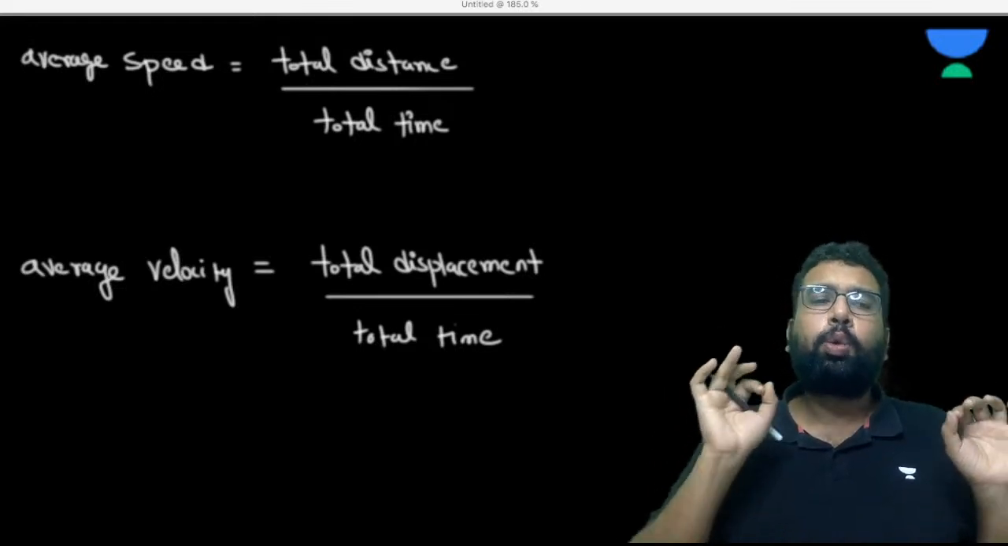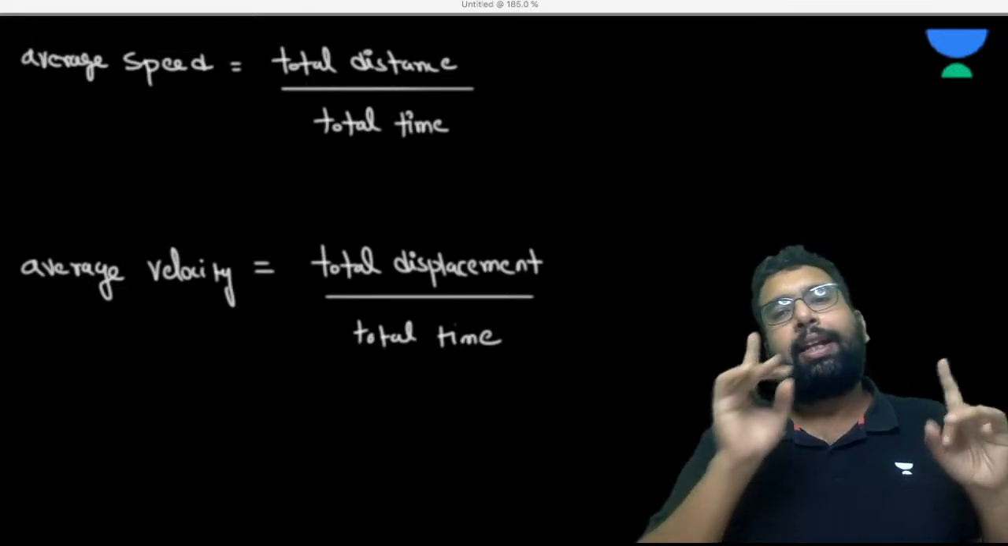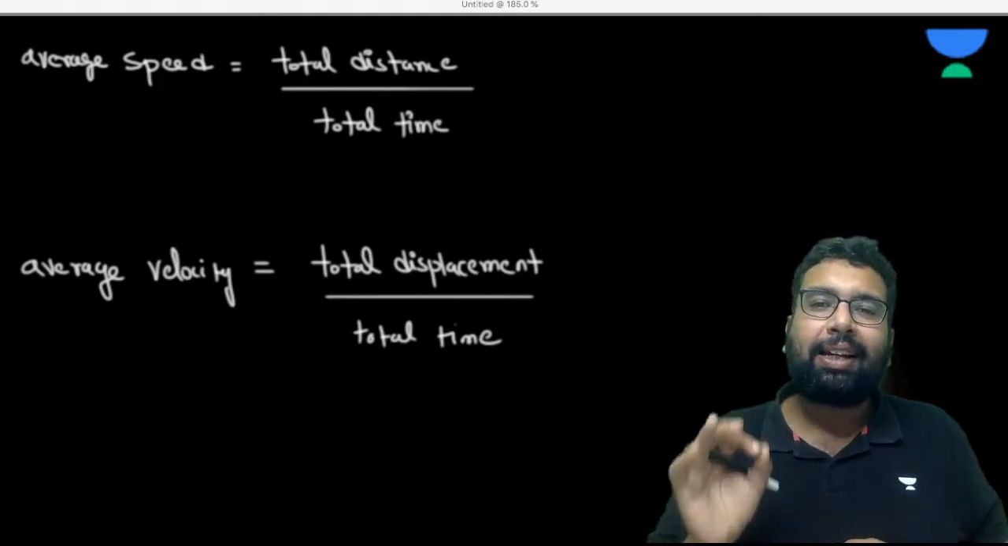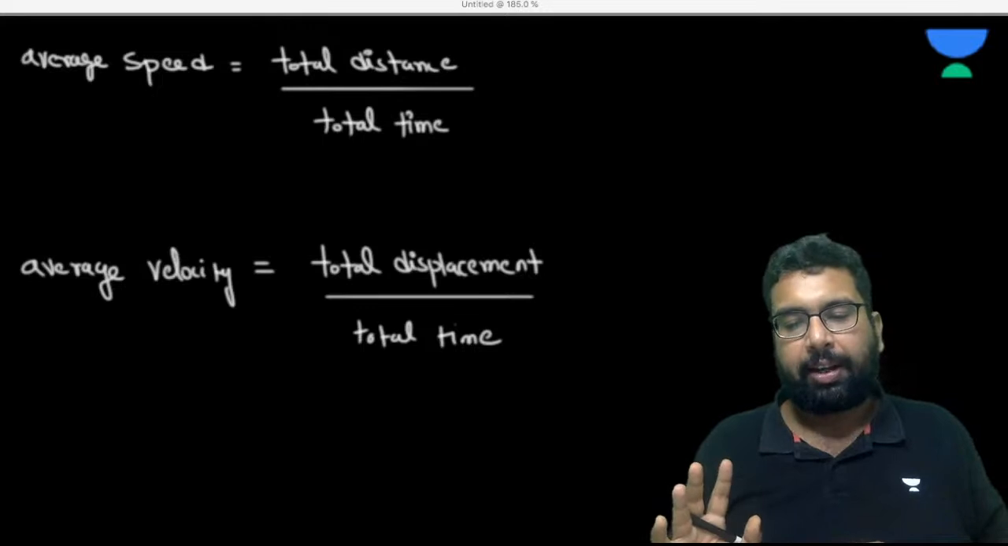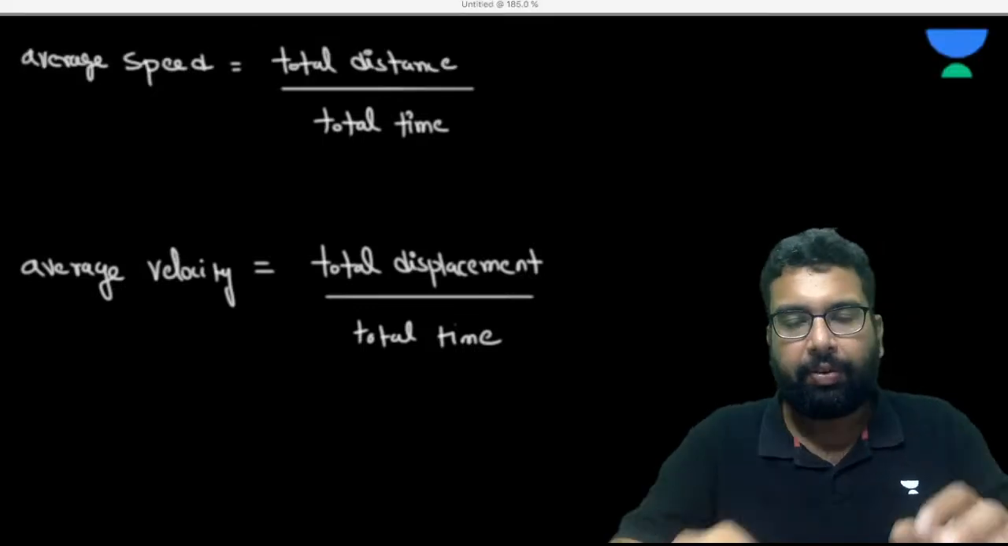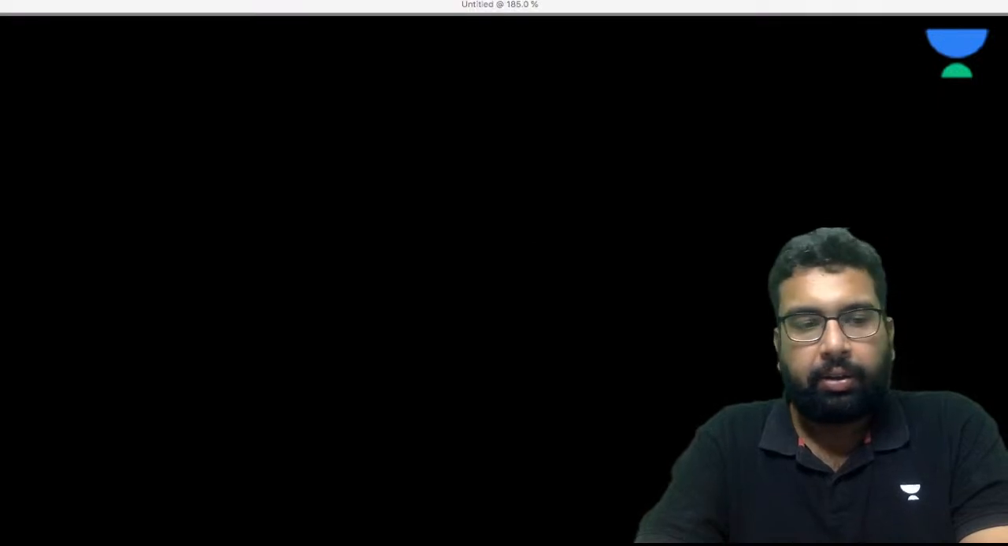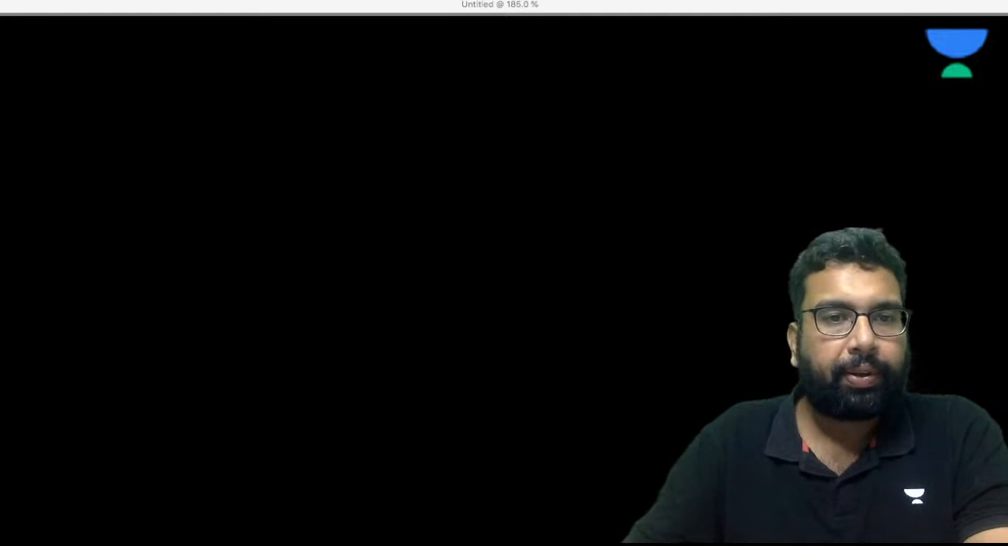Simple, the formula is total distance upon total time in the case of average speed, and total displacement upon total time in the case of average velocity. Is it fine to everyone, the live students? Please say. If it is fine, you can give me a yes or no in the chat.